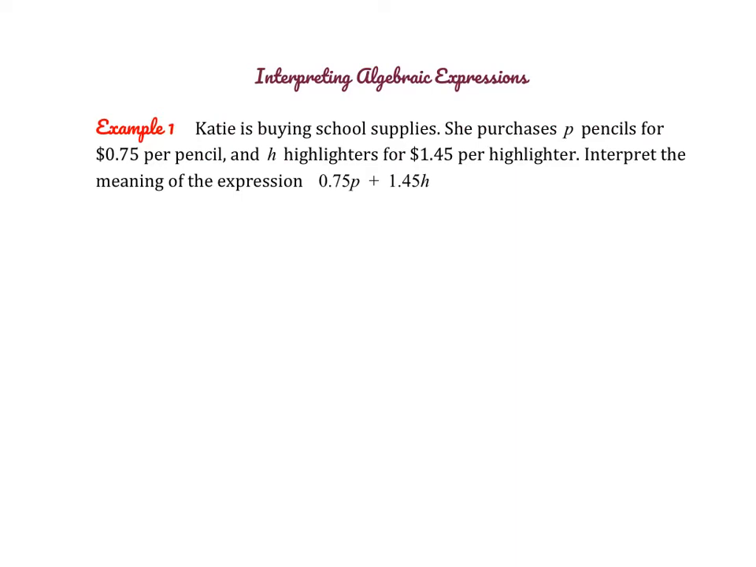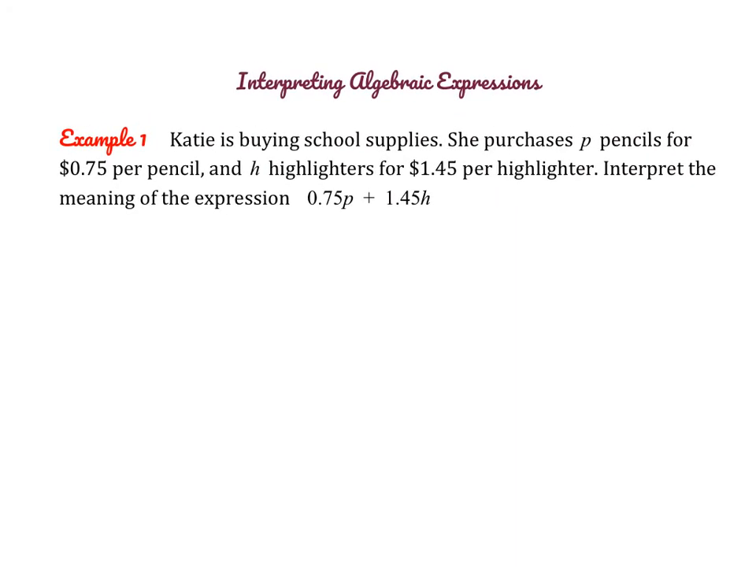Okay, so now we're going to be looking at algebraic expressions in context to some type of real-world situation, and we're going to see if we can interpret the different parts of the expression. So this says, Katie is buying school supplies. She purchases P pencils for 75 cents per pencil and H highlighters for $1.45 per highlighter. So notice here, we don't know how many pencils she purchased, so we gave it a variable P, and same for highlighters, the variable is H. But it does represent some number. Interpret the meaning of the expression 0.75 P plus 1.45 H.